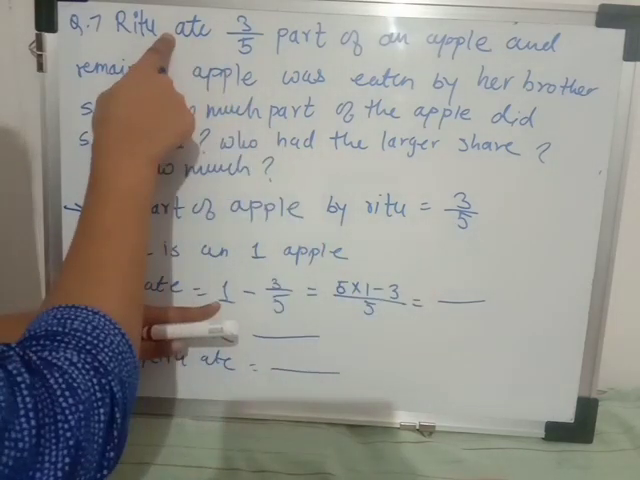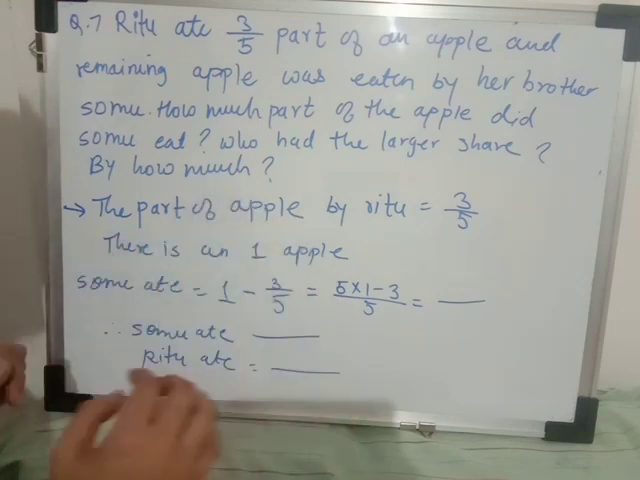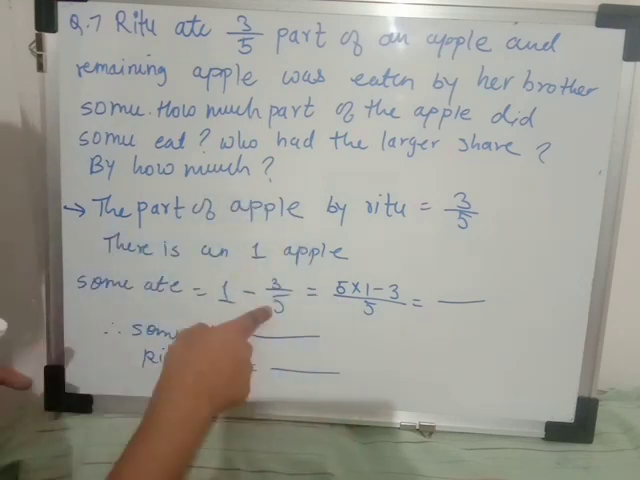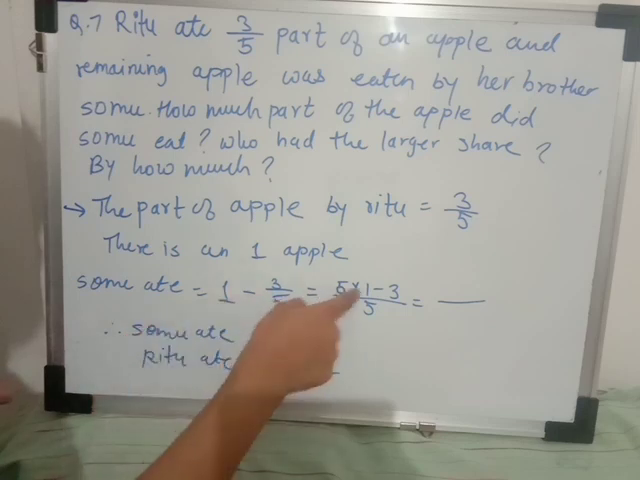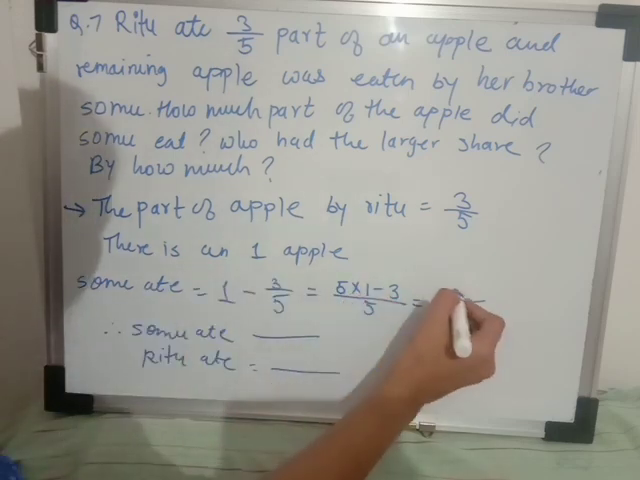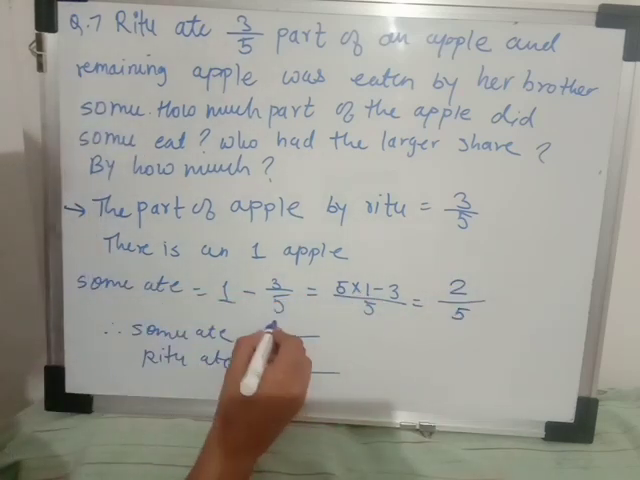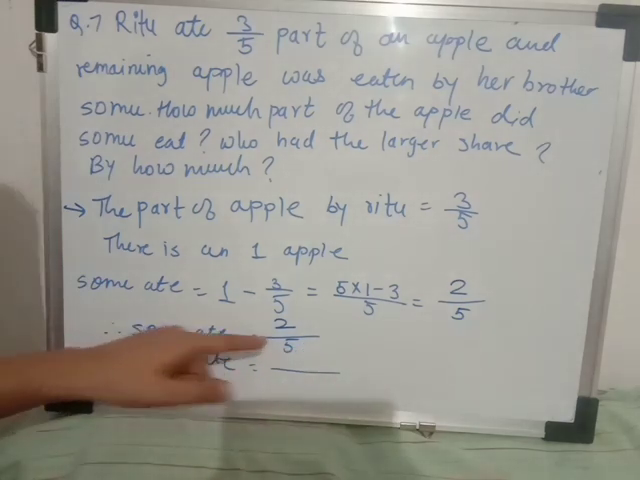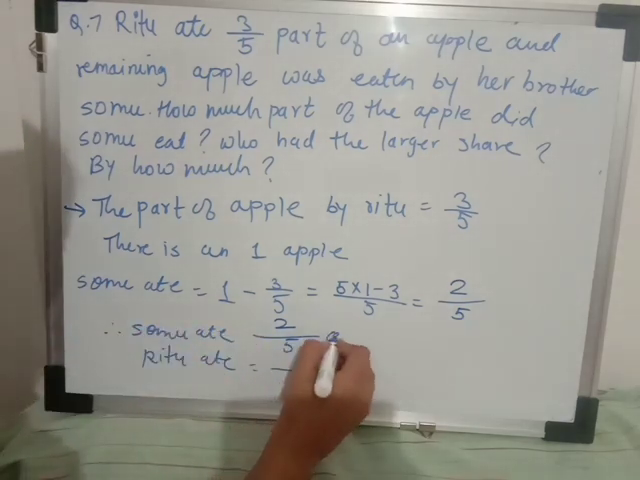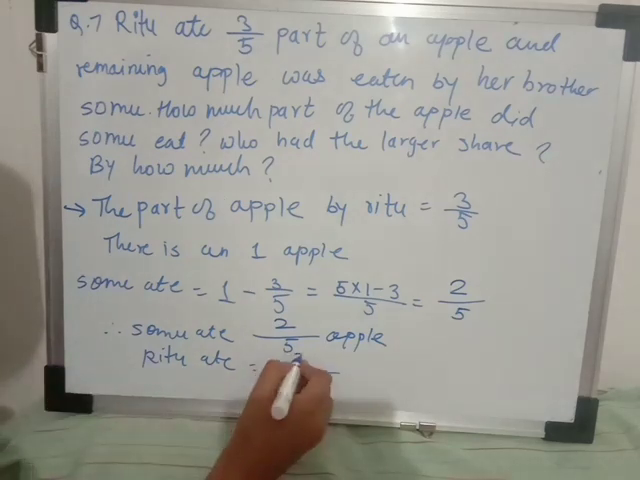We have to subtract what Ritu ate. Only when we subtract this will we get how much part of the apple Somu ate. So here 5/5 and -3/5. Here 5/5, 5 - 3 is equal to 2/5. Okay, so we got the fraction, that is 2/5. So Somu ate 2/5 apple. Okay, and Ritu ate 3/5.